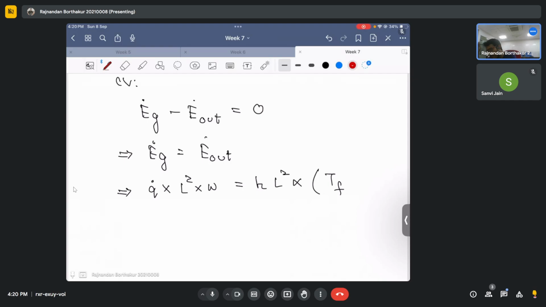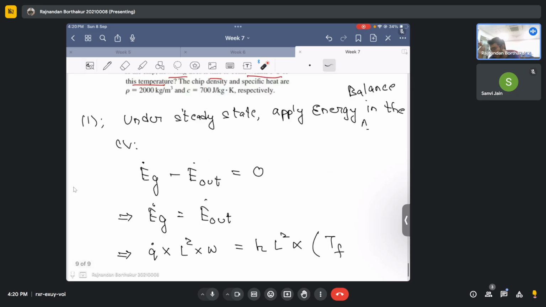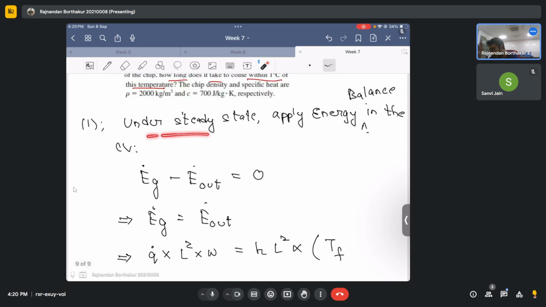Now, can you tell me, is this temperature a function of time or not? Will TF be a function of time, or will it be just a constant value? Yes, can you tell me? This is the critical part. Think about it. Think about what we are doing here. Under steady state, can this TF be a function of time?